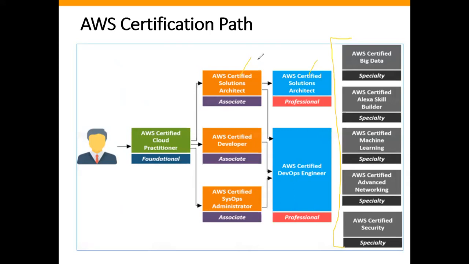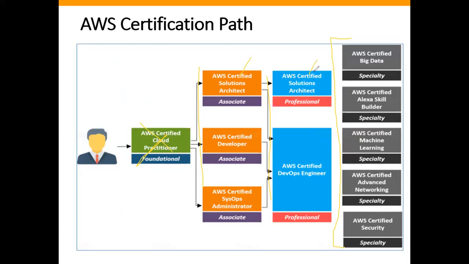There is no fourth level. Don't consider this as a level. This is the first level, Professional is the second level, third is Specialty. From second to third, is there any relation? After Associate, it is mandatory to go with Professional, then you can go for Specialty. First you need to go to Associate, then Professional, then Specialty. You can't directly go for a Specialty certificate.